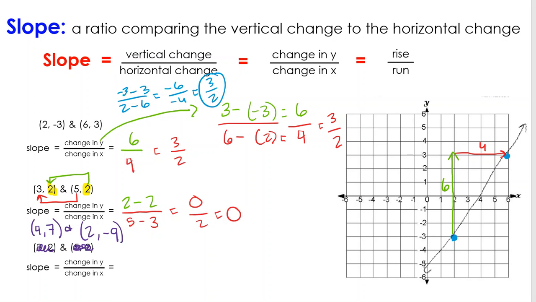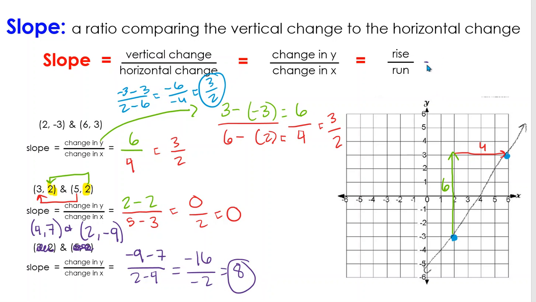All right, so we're going to do the same thing. Find the difference in the y's. So -9 minus 7, and the difference in the x's, 2 minus 4. -9 minus 7 is -16. 2 minus 4 is -2. -16 divided by -2 is 8. So we end up with a slope of 8.